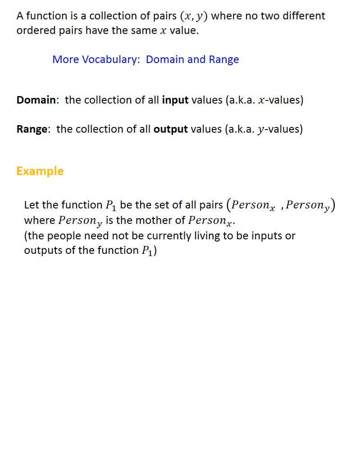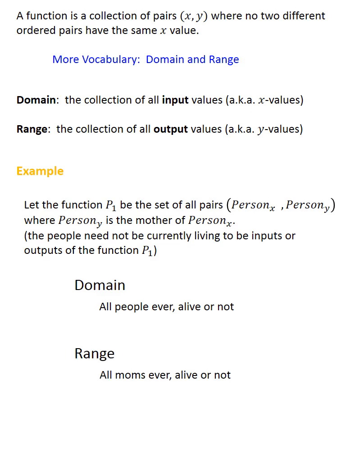And our last example of domain and range can be shown by the mother function that we analyzed earlier in this video. You may recall that the inputs of these functions are people, and the output of this function is that person's mother. Therefore, the domain is all people, and the range of this function, meaning all possible outputs, is all moms.